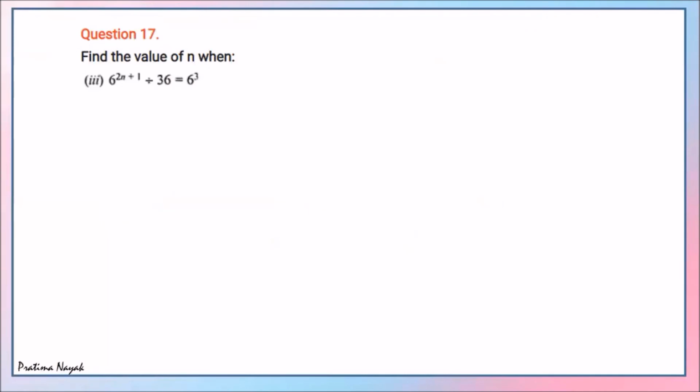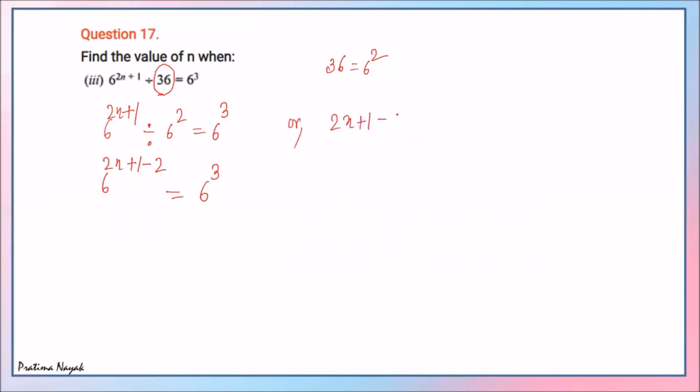Question number 16, third part. 6 to the power 2n plus 1 division 36 is 6. So we'll make this 36 into a 6 power. 36 is how much? 6 power 2. So I'll write 6 to the power 2n plus 1 division 6 power 2 is equal to 6 power 3. Now division means I'll subtract the power, 2n plus 1 minus 2. Now see, they have the same base, so they have the same power. So we'll write 2n plus 1 minus 2 is equal to 3.